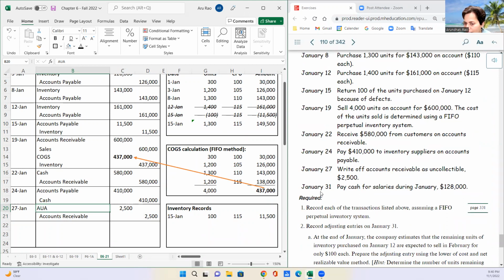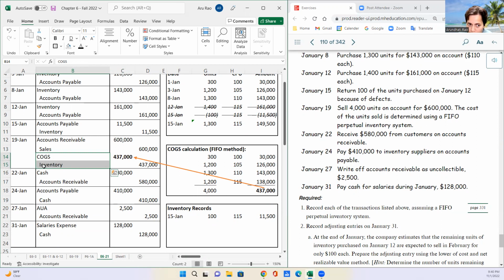And then finally, the last piece of information tells me that I had a transaction in which I paid my employees $128,000 for salaries. So this is a fairly easy journal entry where we have salaries expense debit, cash credit, $128,000. So at this point of time, I have all my transactions recorded in my journal. There are two book entries.